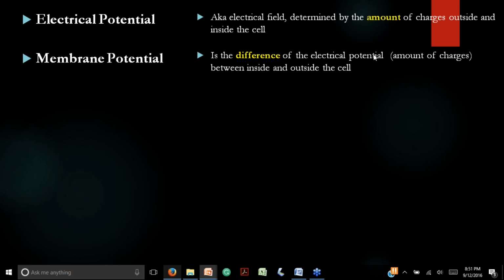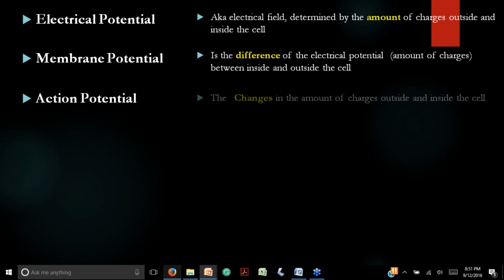It's the difference of the electrical potential between inside and the outside of the cell. So basically, we are going to use membrane potential many times in the next slides. Now, what is action potential? Action potential is the changes in the amount of charges inside the cell.